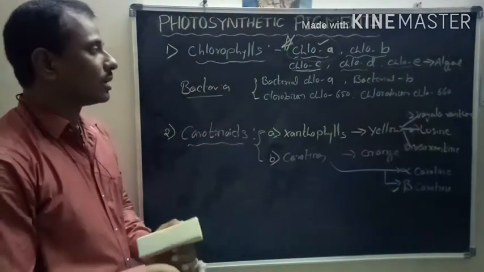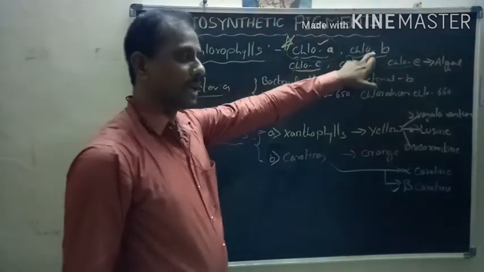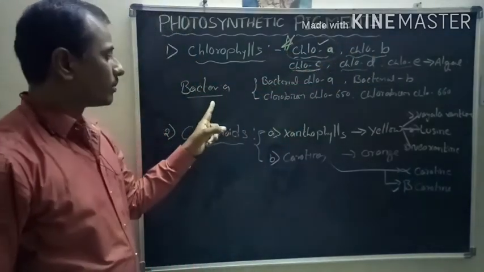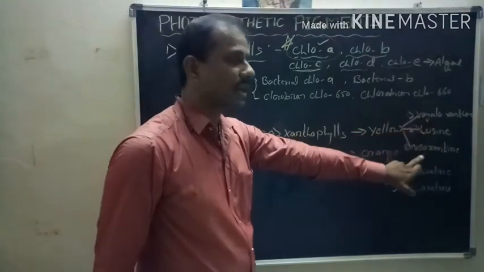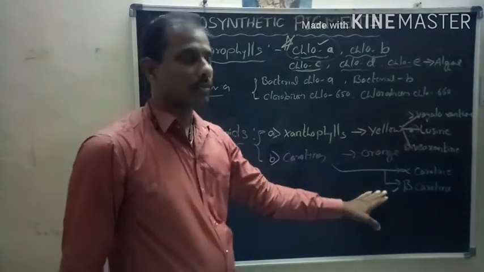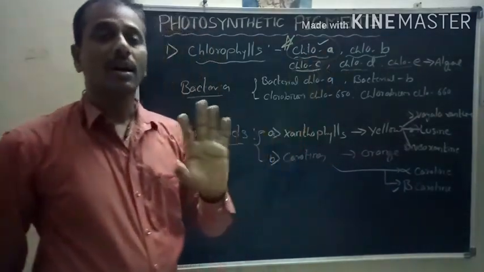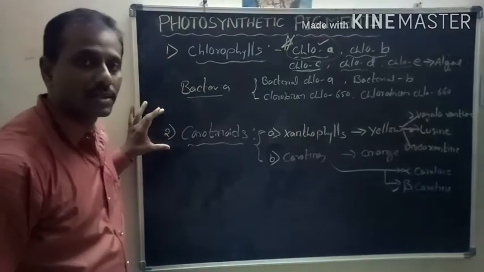That means chlorophylls, that is chlorophyll A and chlorophyll B. In the xanthophylls, violaxanthin, lutein, and neoxanthin. Carotenes, beta carotene. These are the pigments present in higher plants. Okay, this is about the carotenoids.